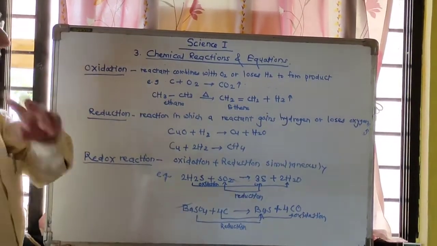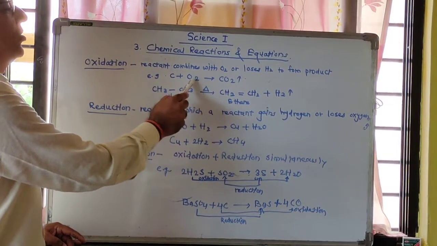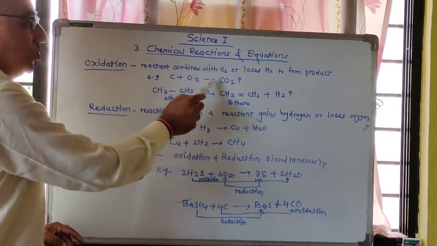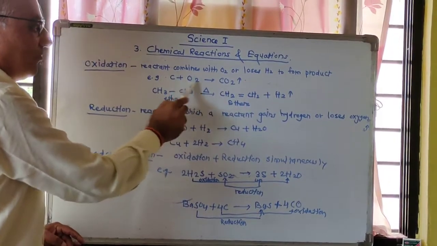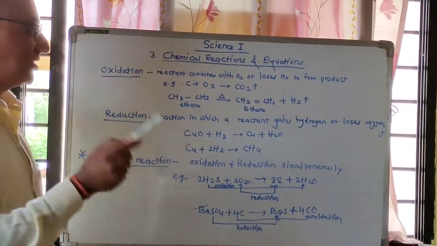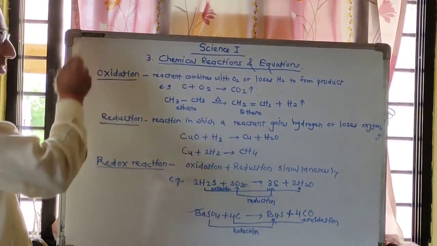Now let us see two examples. First example, when carbon is reacted with oxygen, there is a formation of carbon dioxide gas. C plus O2 gives CO2. Now here we find that there is a gain of oxygen, that is, oxygen combined with the carbon. So this reaction is called an oxidation reaction.